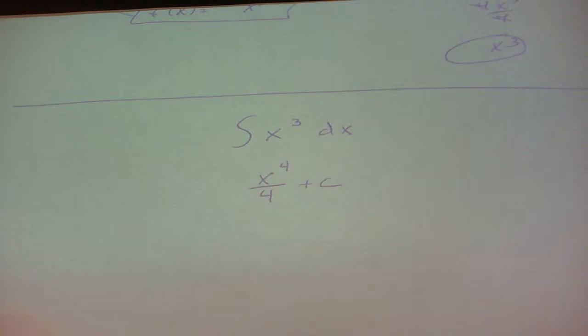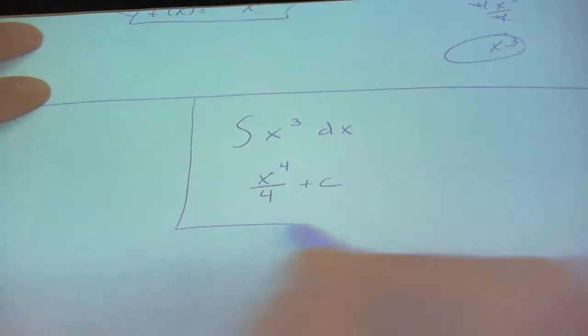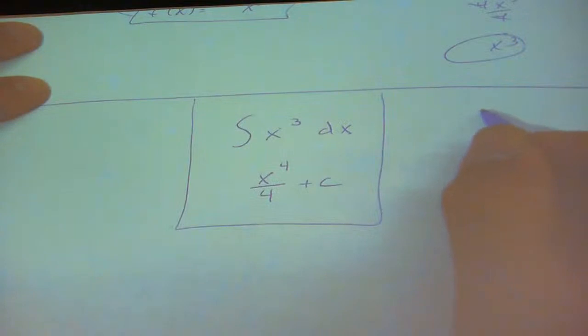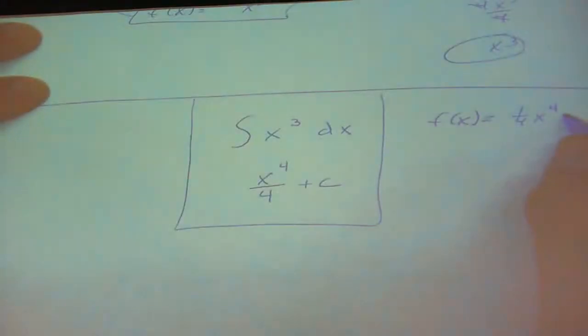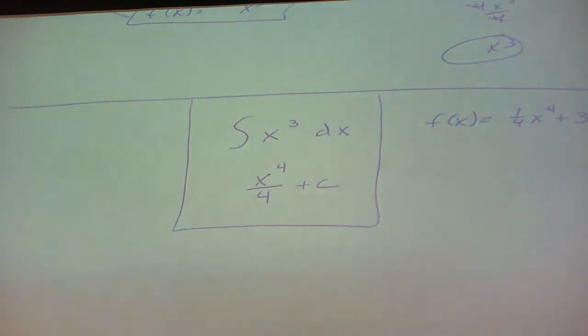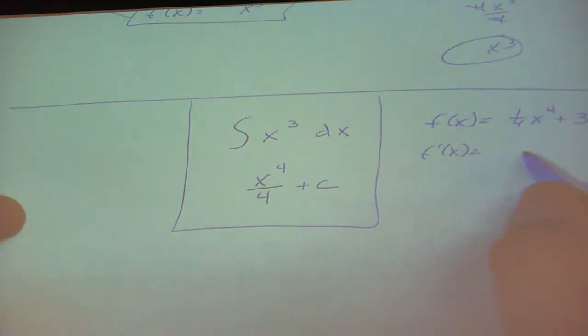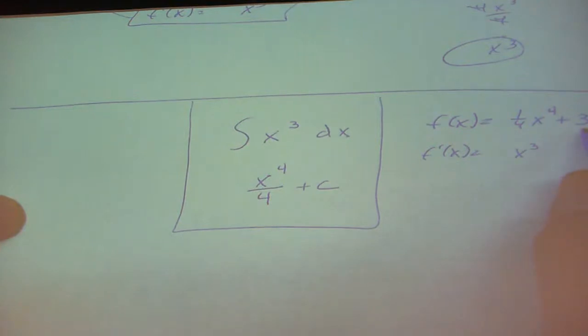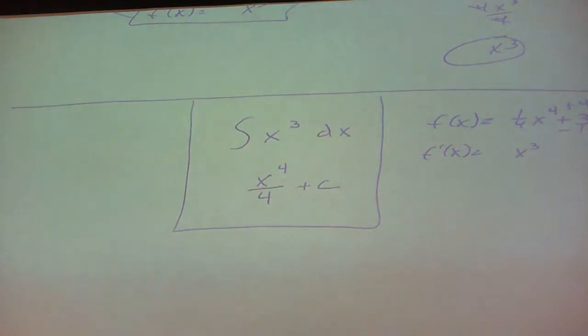Let me tell you why. Let's say my original was 1/4 x to the 4 plus 3. Well, if I take the derivative, 4 times 1/4 is 1, we get x to the 3rd. What's the derivative of 3? 0. What if this was a plus 4? What's the derivative of 4? What if it was minus 1? What's the derivative of minus 1? What's the derivative of any number?